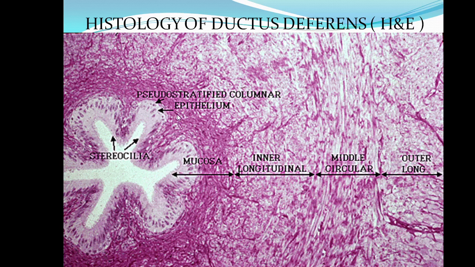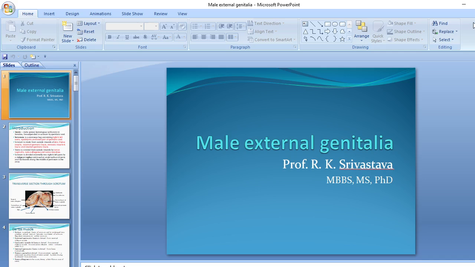This is what you can see is the lamina propria. This is the muscle layer. Here is the inner longitudinal, middle circular, and this is the outer longitudinal. So this is all about the male external genitalia.